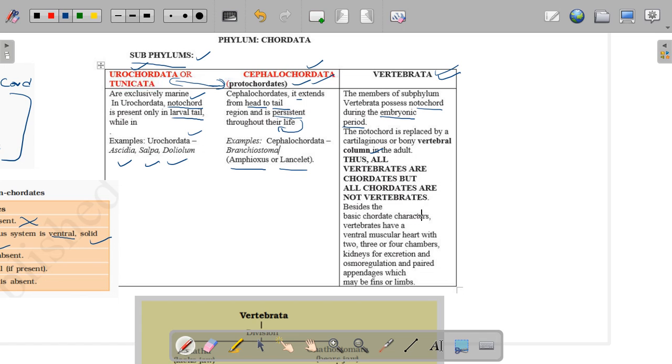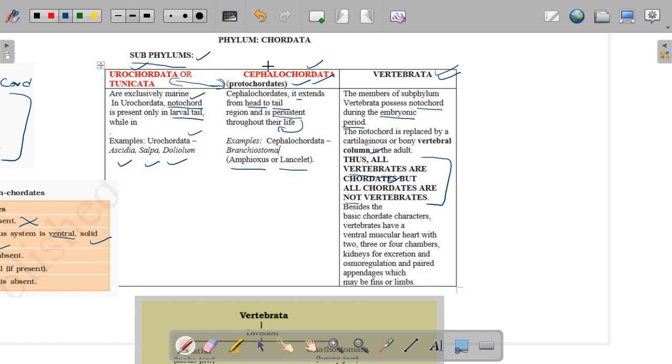Thus, this is a very important statement. All the vertebrates are chordates. Any organisms that belong to vertebrates are all chordates only. But all chordates are not vertebrates. These are also coming under chordates only, even urochordata and cephalochordata, but they are not vertebrates.